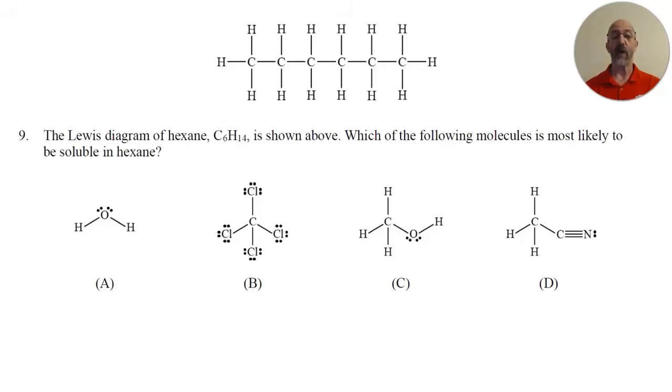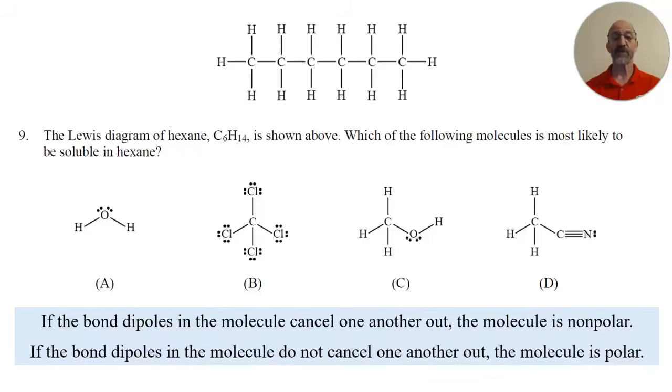So what I'm looking for would be a similarity in the polarity of the two substances that should form a favorable attraction with each other. So what I don't want is that one is polar and one is nonpolar. What I'm looking for is that both substances are polar or both substances are nonpolar. And with respect to the polarity, I'm looking for symmetry or asymmetry. So if the bond dipoles in the molecule cancel one another out, the molecule is nonpolar.